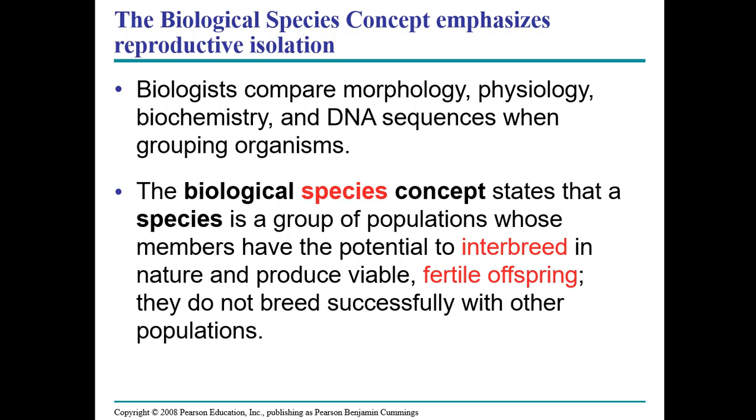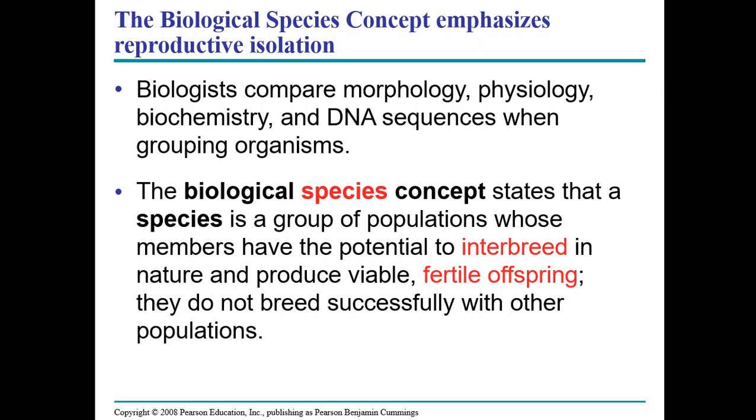Even though they breed successfully, there are problems along the way. Later on, we're going to identify what the restrictions are, or what hampers successful reproduction. So, that's species.